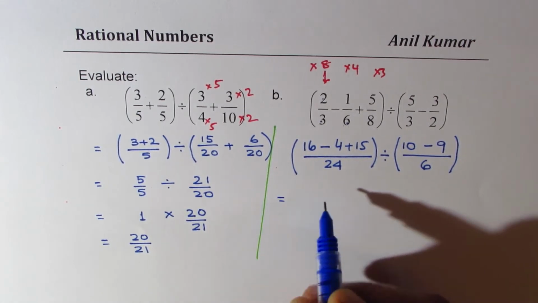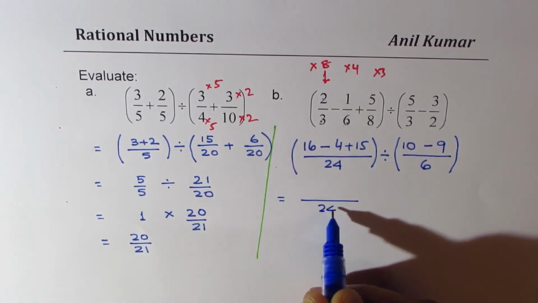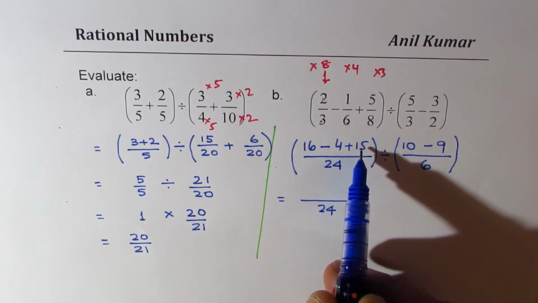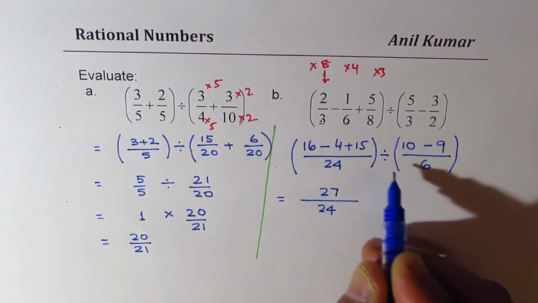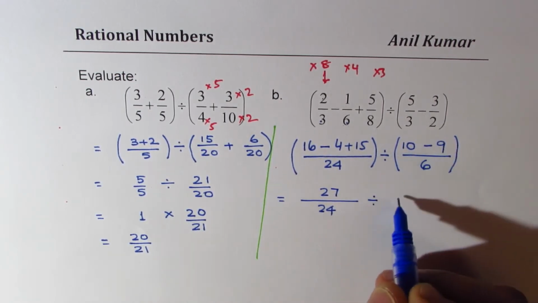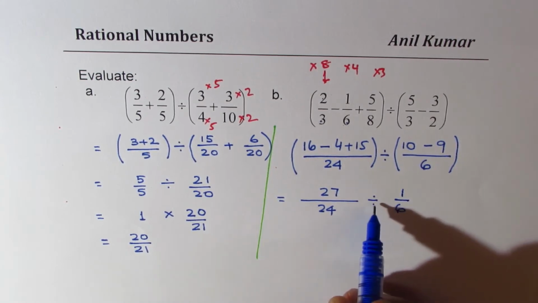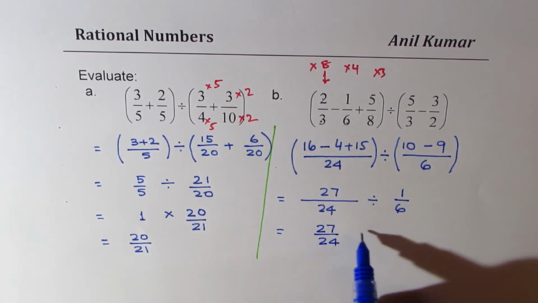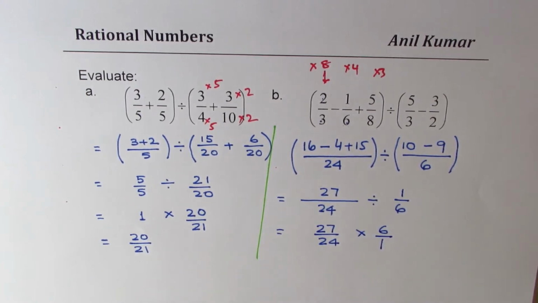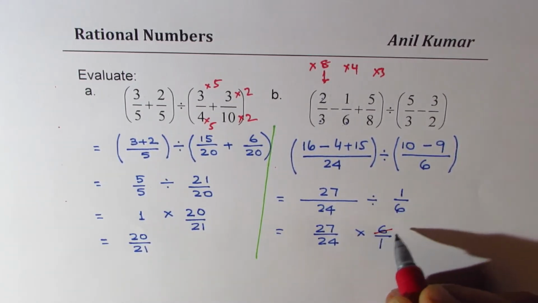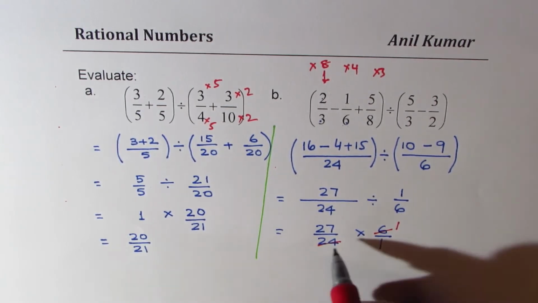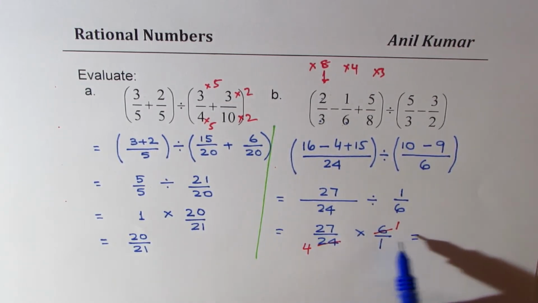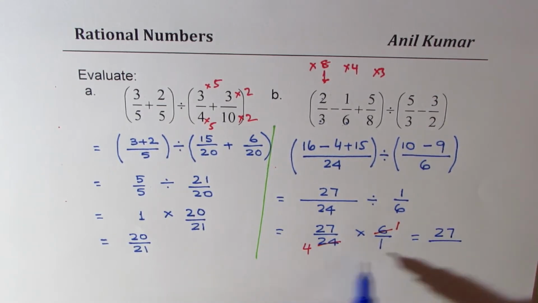Correct? Now, we could write this as 24 is the common denominator. So let's take away 4 from 16, which is 12. And adding 12 to 15 gives us 27. Divided by 10 minus 9 is 1, we get 1 over 6. Now division and multiplication are reciprocal, so we could write this as 27 over 24 times 6 over 1. And now we could simplify. We could divide both by 6. 6 times 1 is 6 and 6 times 4 is 24. So we get 27 times 1, which is 27 in the numerator and 4 in the denominator.